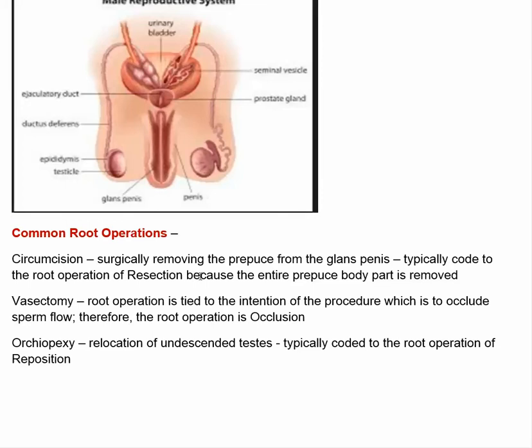Circumcision is noted as surgical removal of the top of the glans penis, typically coded to the root operation of resection because they consider that a separate body part in the ICD-10-PCS coding system.